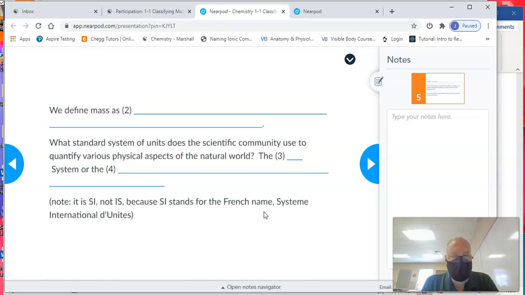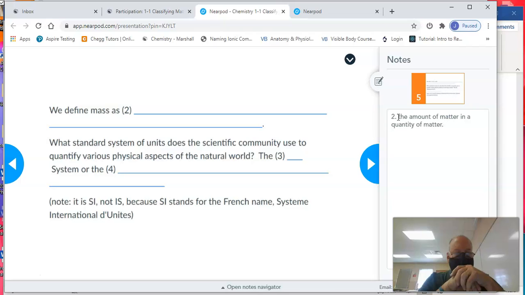Okay, so we define mass as the amount of matter, how much matter is in a quantity of matter. How much stuff is in a quantity of matter? How much stuff? And we have a specific unit in mind when we're dealing with this.